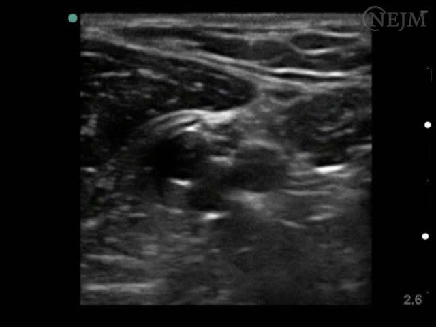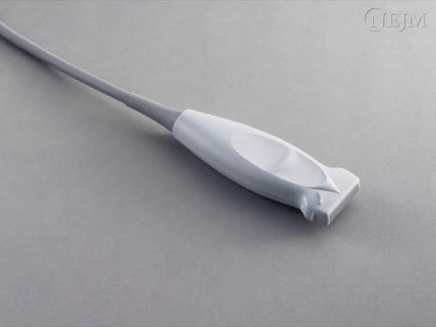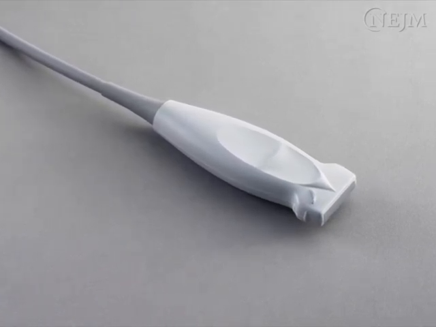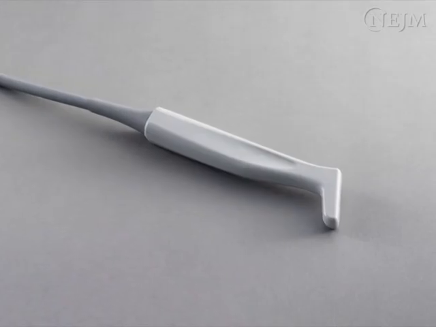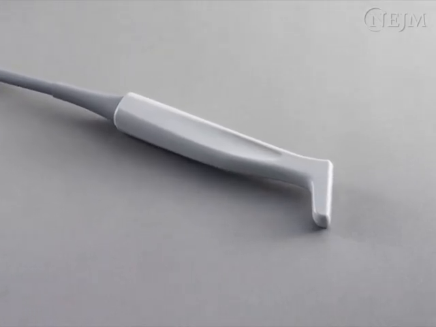Left-right orientation should also be easy because the symbol on the left side of the ultrasound image correlates with the indicator mark on the transducer. A linear array transducer with a frequency of 5 to 13 MHz is usually used for ultrasound-guided vascular access. Short linear transducers are made specifically for ultrasound-guided procedures.